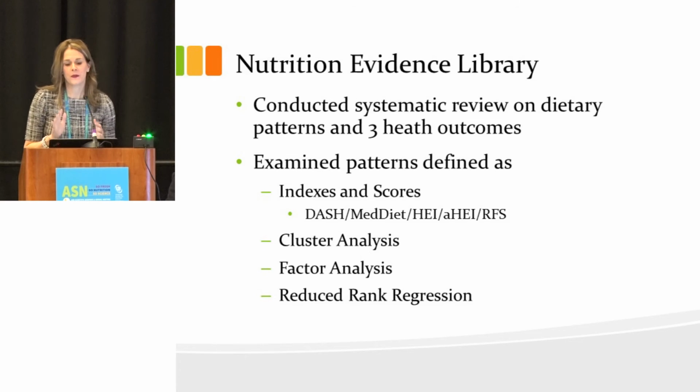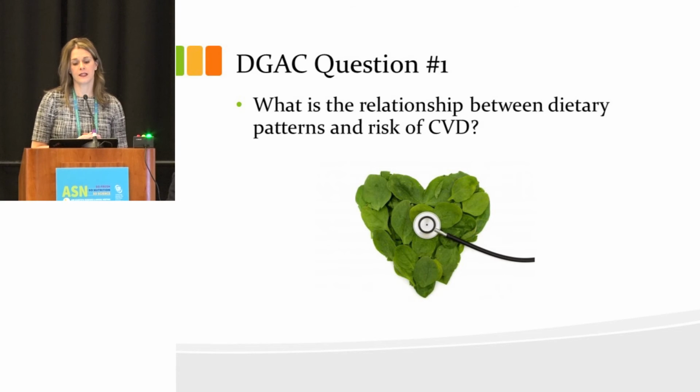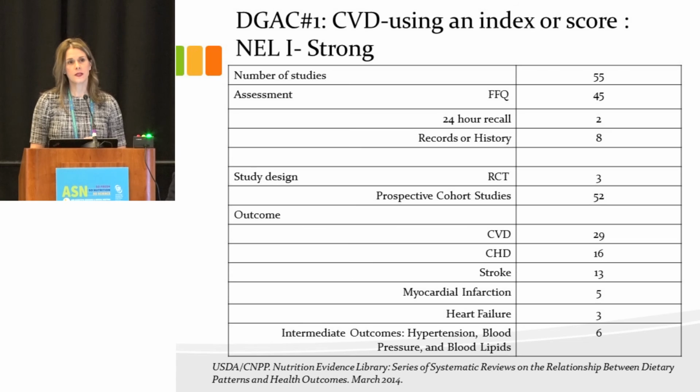So I'm going to rely heavily on the Nutrition Evidence Library from the USDA, the systematic reviews with 3 health outcomes. So the USDA, they looked at papers that had all of these indexes and scores, as well as cluster analysis, factor analysis, and reduced rank regression. So the Dietary Guidelines Advisory Committee asked many important questions, but the first of which is, what is the relationship between dietary patterns and risk of cardiovascular disease? This was the body of evidence for which the NEL had provided.